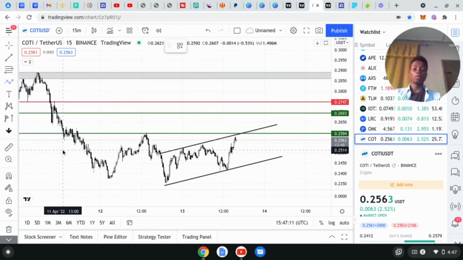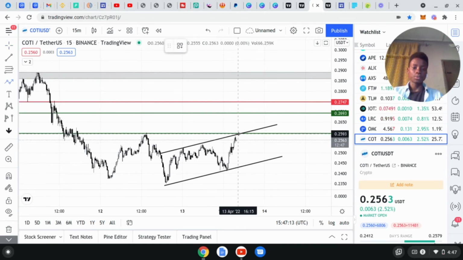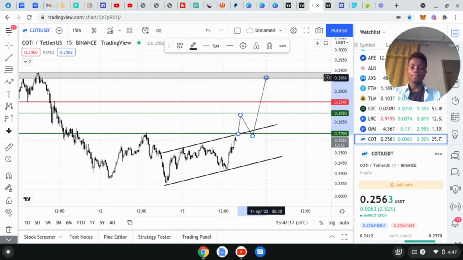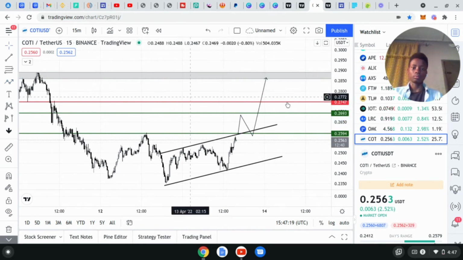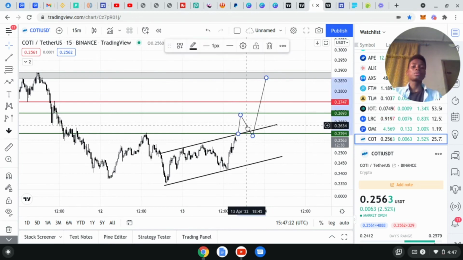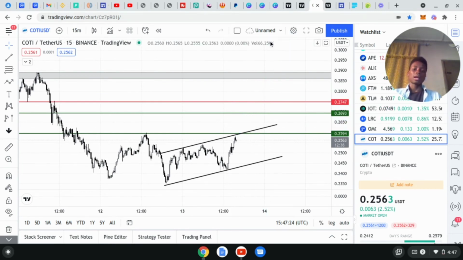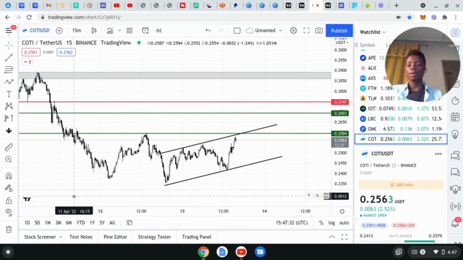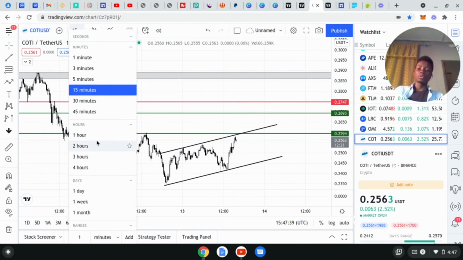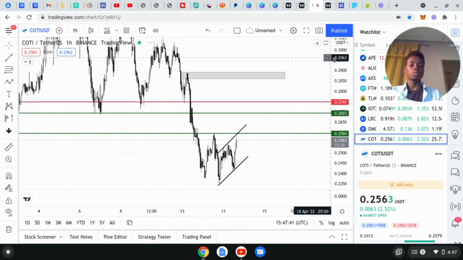Price could still do something like this. We're preparing for a short, but price could still go and tap this supply zone before shorting, probably. So we just have to wait for complete price action and not rush into trades. And even if we see perfect price action, we should always trade with proper risk management and ensure that we are risking what we can afford to lose. We should not just risk for risking's sake. So this is just simple price analysis on Coti.